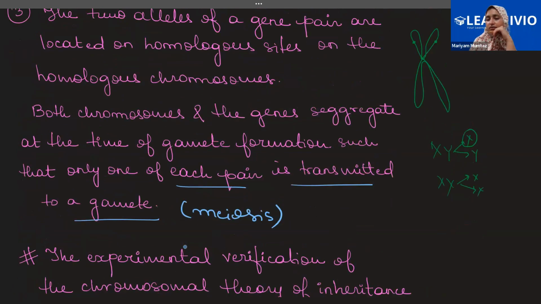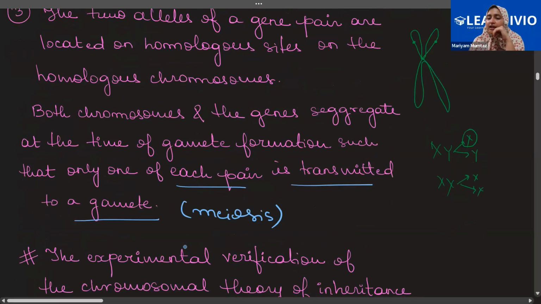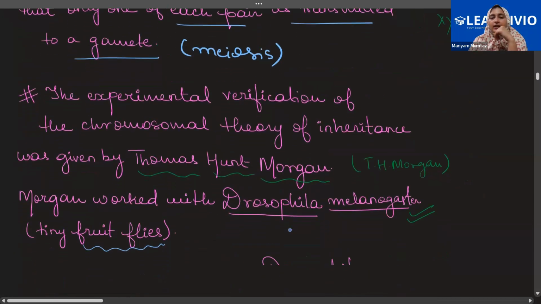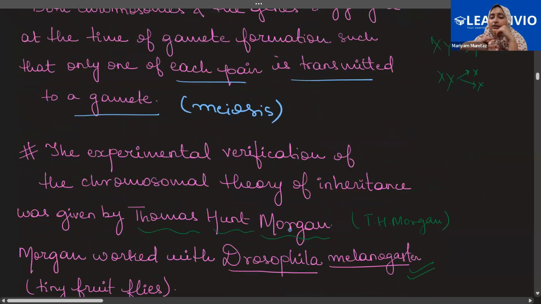Any doubts up until now? The points of chromosomal theory are clear to everyone? Yes, ma'am. Surely clear, or any doubts are there? Clear to everyone? Khadija, clear?